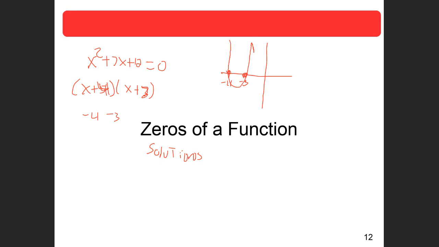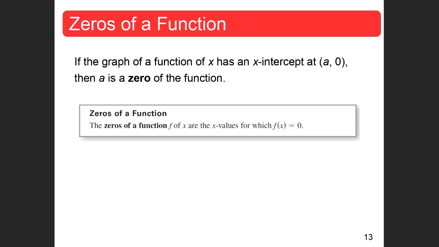Why do they call them zeros? Because if you look at this, this would be -3, 0, and -4, 0. The y value is 0. That is why they call them the zeros of the function. It's the x value when the y is equal to 0. So if the graph of a function of x has an x-intercept at a, 0, then a is the zero of the function, or it's a solution. Zeros of a function f of x are the x values for which f of x equals 0. So it's when you solve an equation set equal to 0.